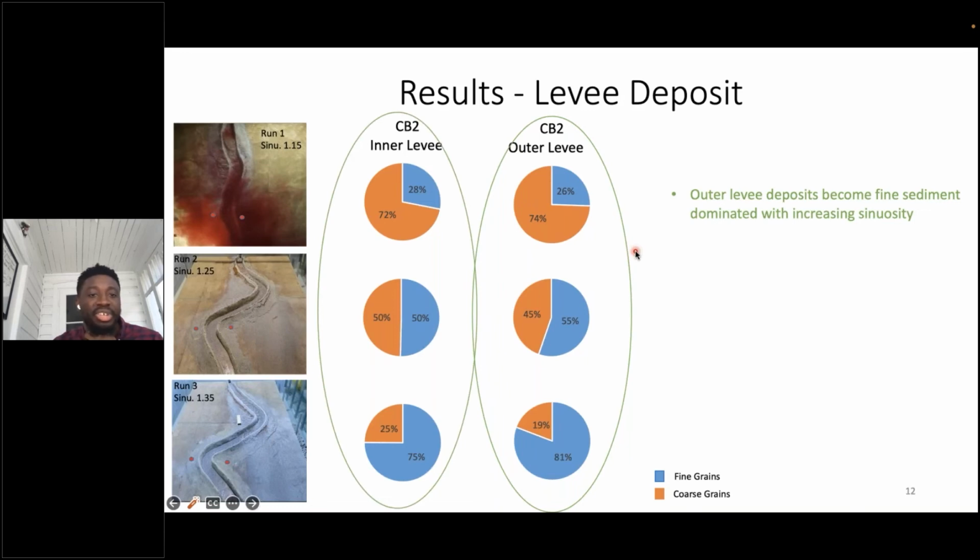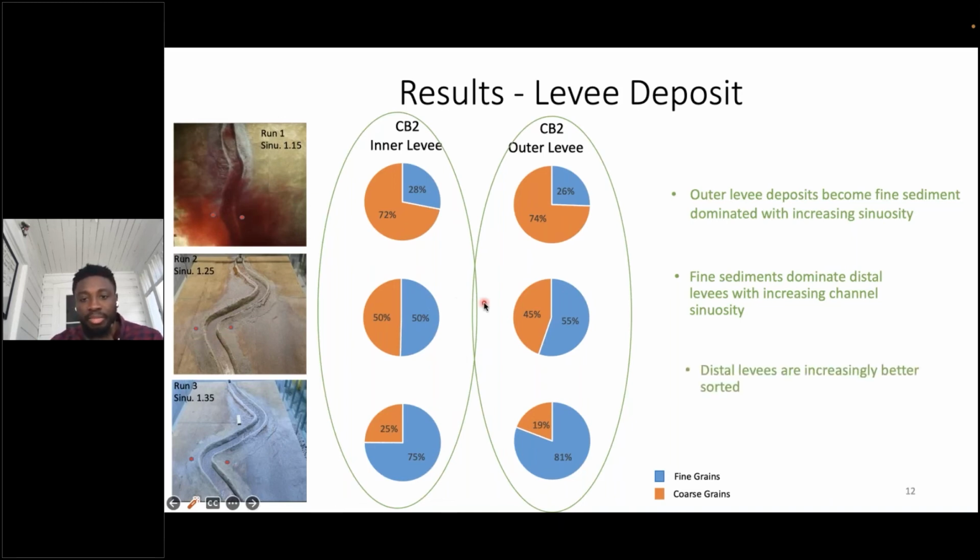The outer levee deposits become fine-grained and dominated with increasing sinuosity. And interestingly, at the more distal levees, we are seeing that the inner levee also is being dominated by fine-grained sediments, which shows that fine-grained sediment dominates distal levees with increasing sinuosity. We can interpret this as more fine-grained sediments bypassing channel bend 1 and getting deposited at the levees at channel bend 2. And distal levees are increasingly better sorted as sinuosity increases downward.